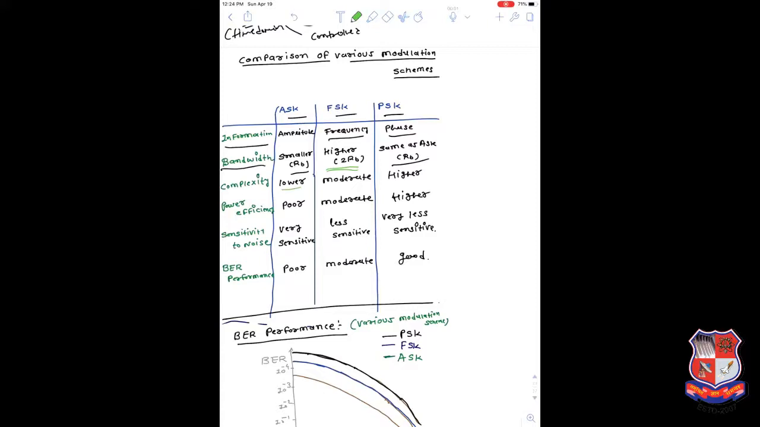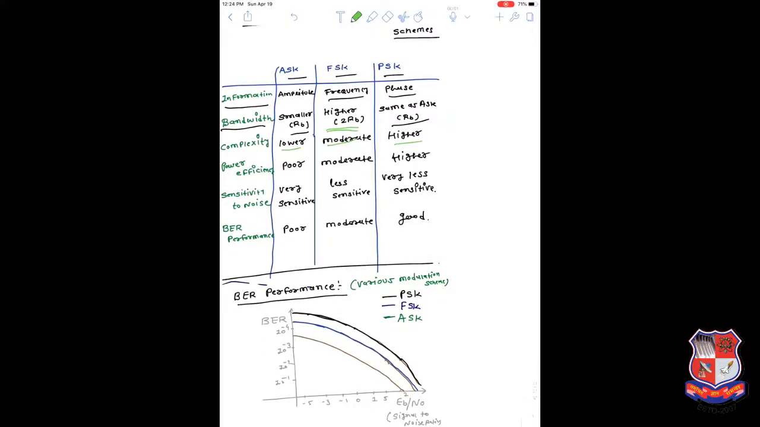If you talk about complexity, it is lower in ASK, but as you move to FSK and PSK it increases. FSK has moderate complexity and PSK very high. If we talk about power efficiency, it is very poor in ASK because the information is stored in the magnitude. Different symbols need different amplitudes, so if M is increased, power efficiency goes down further, because to separate symbols by a minimum distance of 2A we have to use different amplitudes. The first set can be A and minus A, then 3A and minus 3A, then 5A and minus 5A, and so forth. So power efficiency goes down with M.